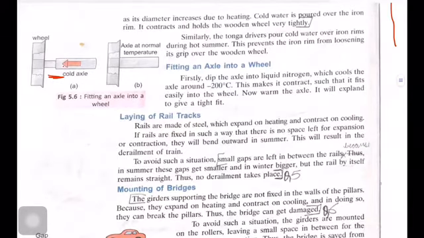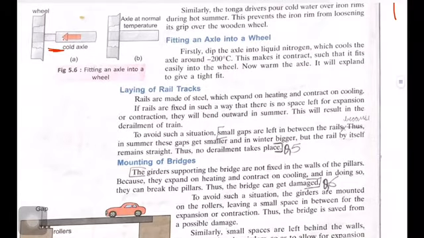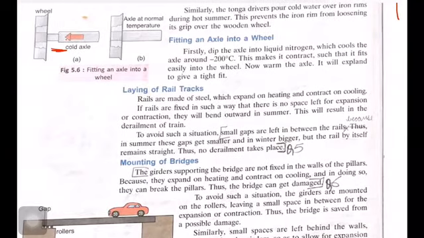Next is fitting an axle into a wheel. Same way, if you want to fit the axle into the wheel, you will dip the axle into liquid nitrogen, which cools the axle to around minus 200 degrees C. So the liquid nitrogen, you know, is very very cold, chilled. So it will lower the temperature of the axle to minus 200 degrees C. So it will contract, its size decreases, and because of that it will fit easily into the wheel.